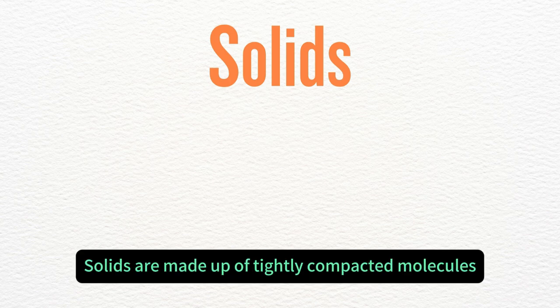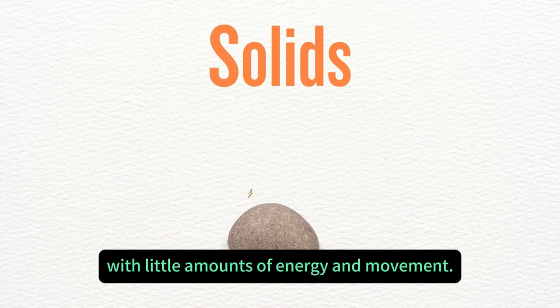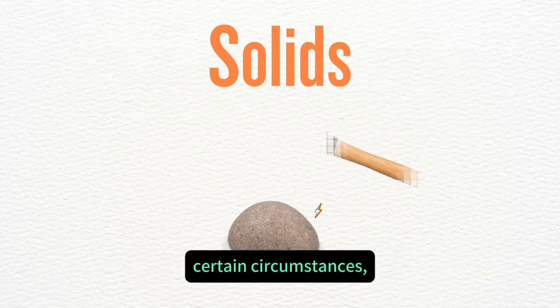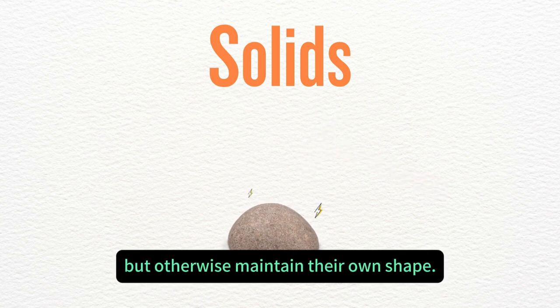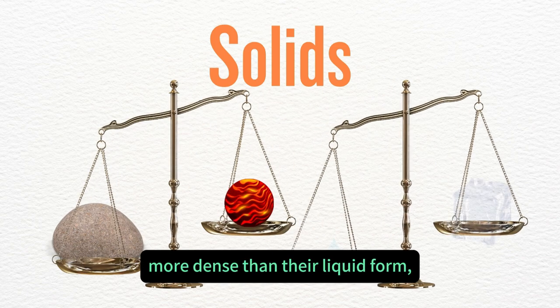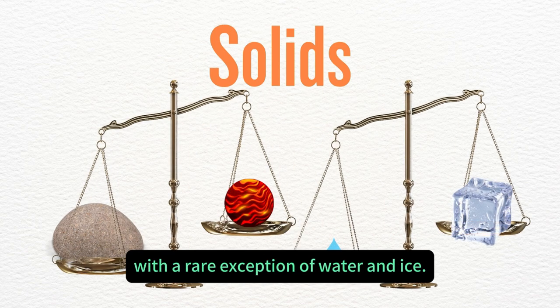Solids are made up of tightly compacted molecules with little amounts of energy and movement. Solids are typically malleable under certain circumstances, but otherwise maintain their own shape. Solids are also typically more dense than their liquid form, with a rare exception of water and ice.